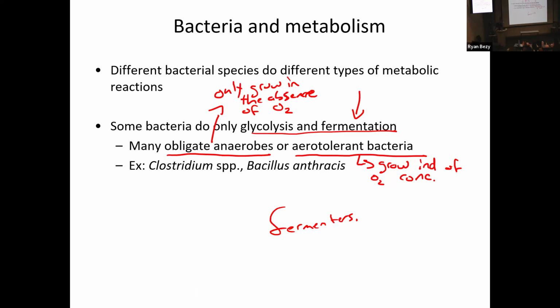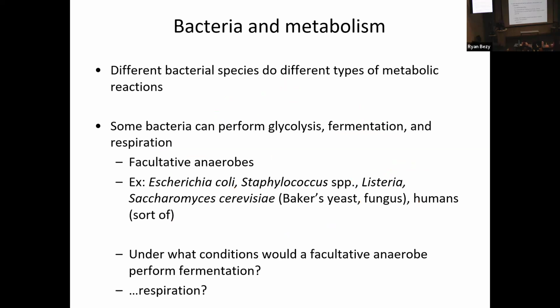Now, there are still some other bacterial species that can perform glycolysis, fermentation, and respiration. Sometimes they're going to be glycolysis plus fermentation, but other times glycolysis plus respiration. They can switch back and forth. Under some conditions, glycolysis is coupled to fermentation, and under other conditions, glycolysis is coupled to respiration. They can switch it up depending upon their environmental conditions. These are the facultative anaerobes.